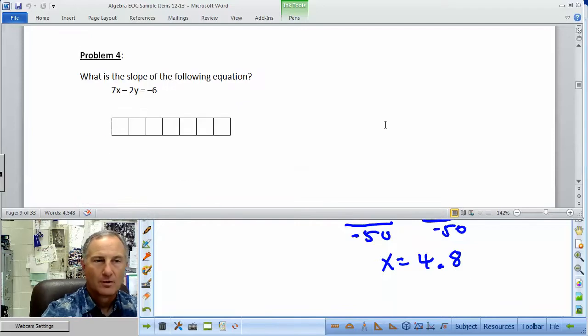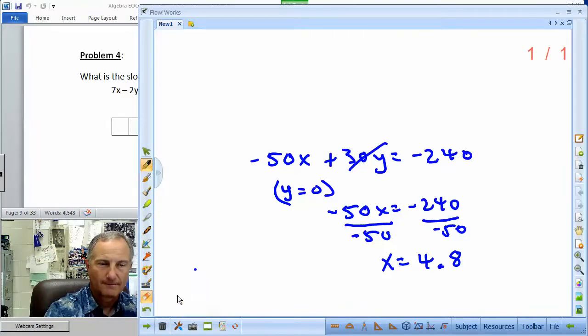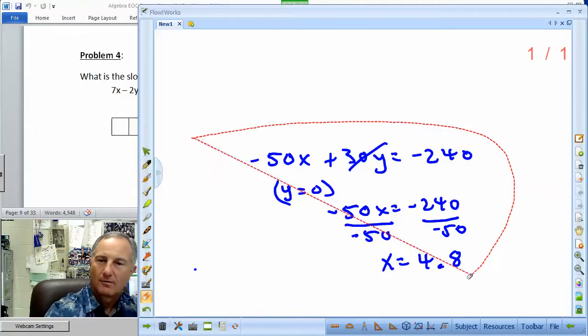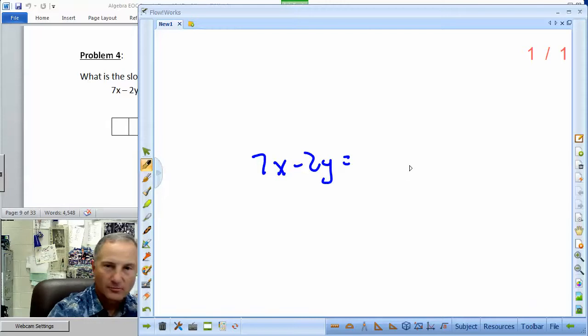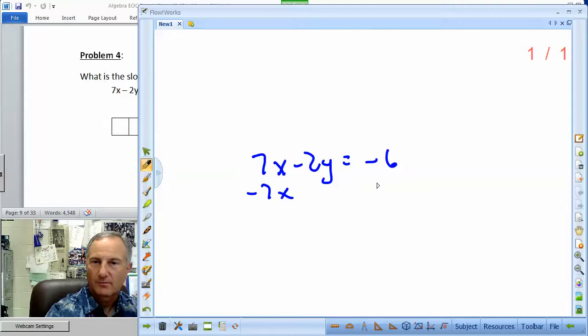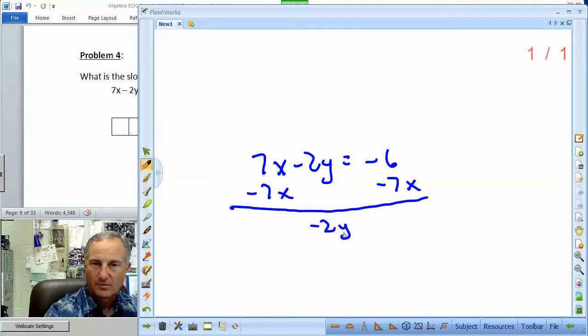What's the slope of the equation here in problem 4? 7x minus 2y equals negative 6. To find the slope, we have to get it in the y equals form. y equals mx plus b. So I'm going to come down here and take 7x minus 2y equals negative 6. We're going to solve for y, so I'm going to subtract my 7x. Get rid of addition and subtraction first, then multiplication and division. So we're going to get negative 2y equals negative 7x minus 6.